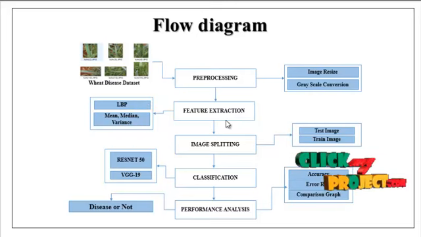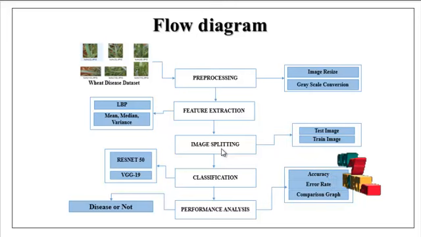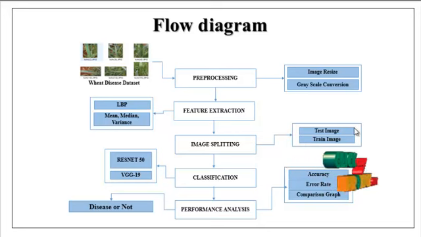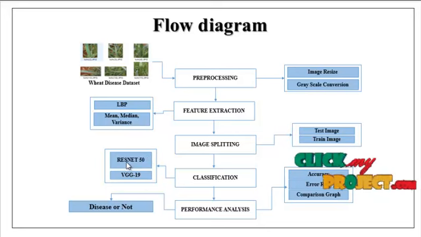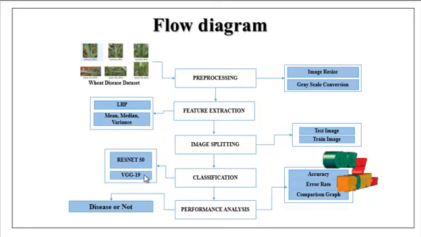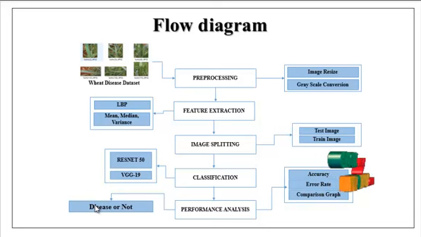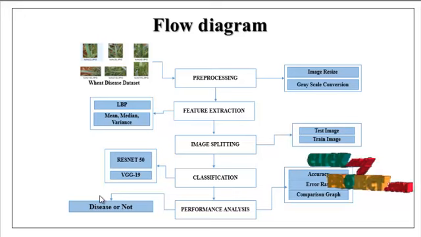The extracted features are carried to the image splitting module. Here we split the whole dataset into test and train. Test is used for prediction and train is used for evaluation. The split data is carried to the classification module. Here we implement two different deep learning algorithms, ResNet50 and VGG19. With the help of these algorithms, we can estimate performance metrics such as accuracy, error rate and a comparison graph, and we can predict whether the input wheat image is affected by disease or not.